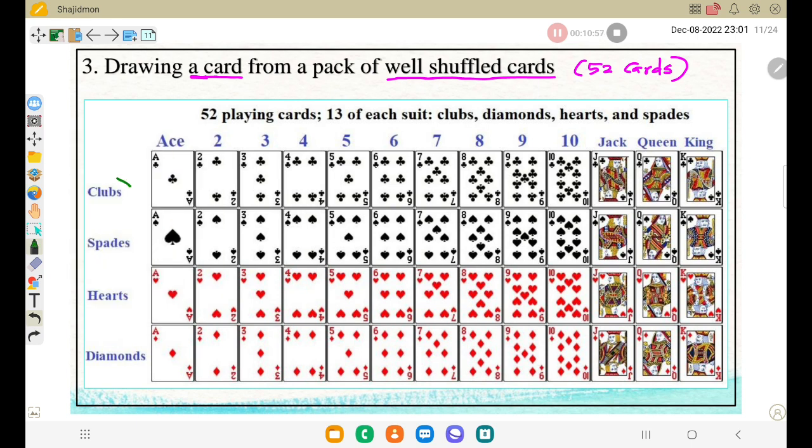What are the 4 options? Clubs will be there. Club means this symbol, this is the club card. Spade will be there. Spade card means this type of card. And heart card, heart means this type of card. And diamond means this symbol, okay. There are 4 types of card, okay.